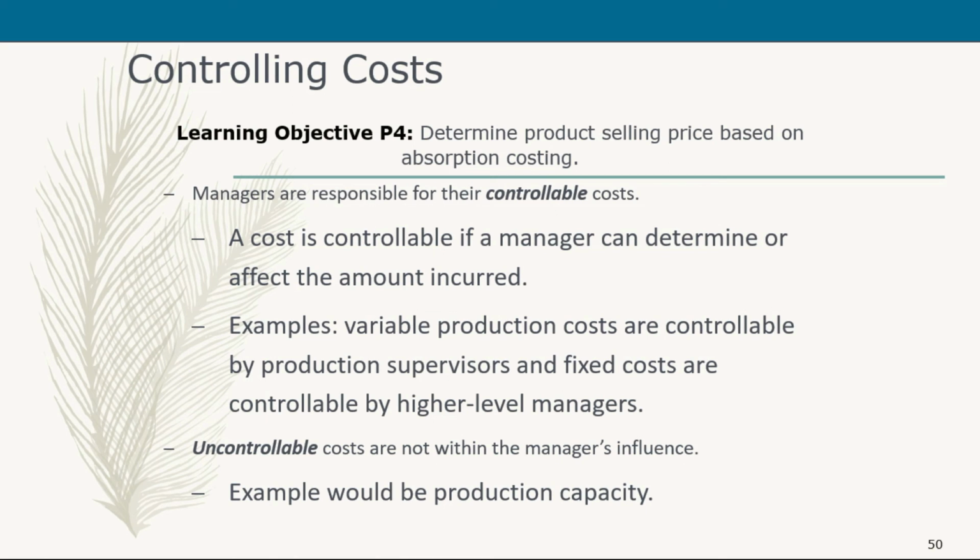Okay. So the example here is that variable production costs are controllable by production supervisor, and fixed costs are controllable by higher level manager. So most likely, your fixed cost, since it is constant all throughout the period, should be managed very well, particularly by higher level manager. It can be director, it can be the principal, it can be the executive director, or management officers of the company.